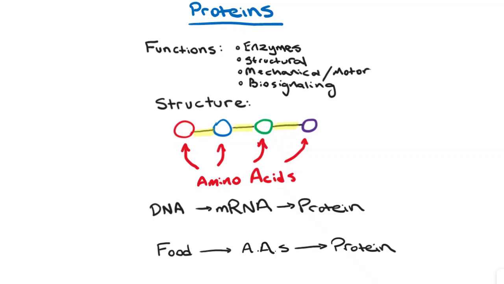All right, and then really quick before moving on, I want to talk about where protein actually comes from. And you'll hear about this a lot. They say DNA is used to make mRNA, is used to make protein. All that means is just the DNA tells the cell in what sequence to put the amino acids to make different proteins.